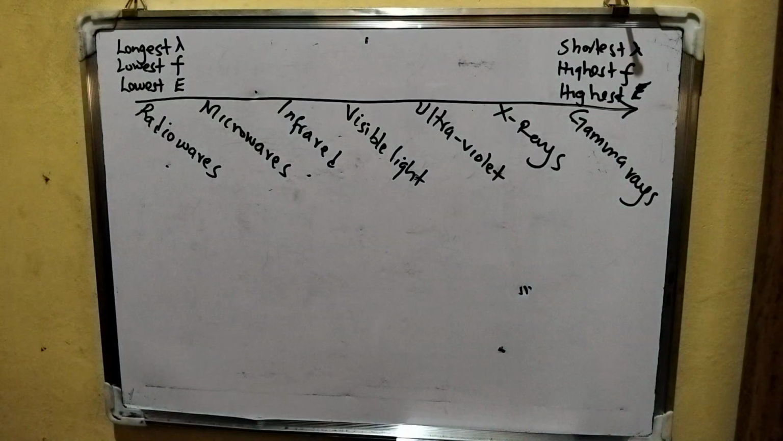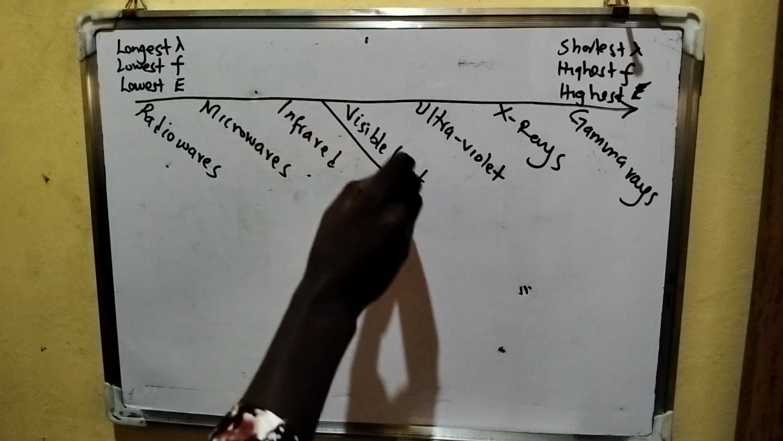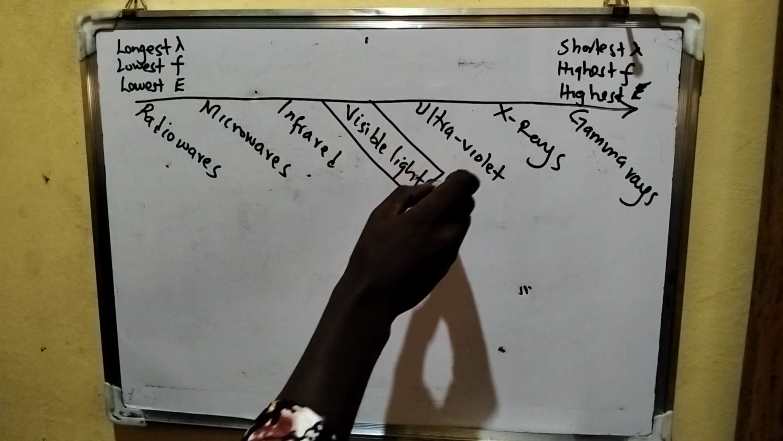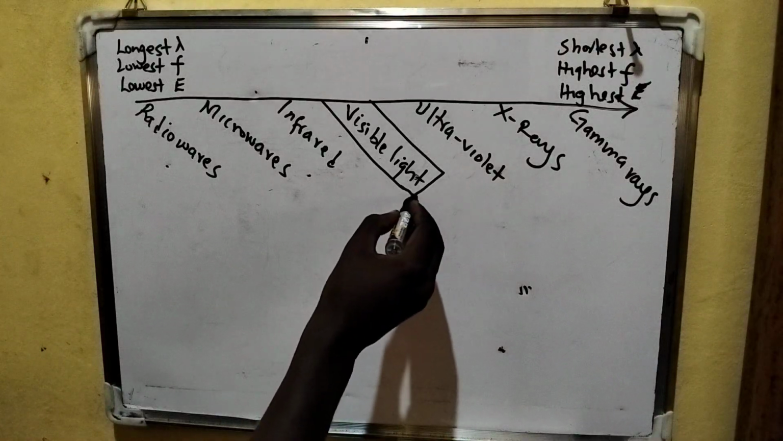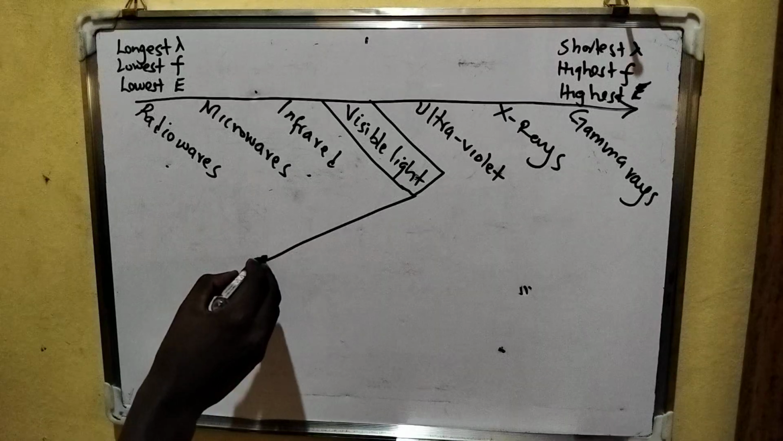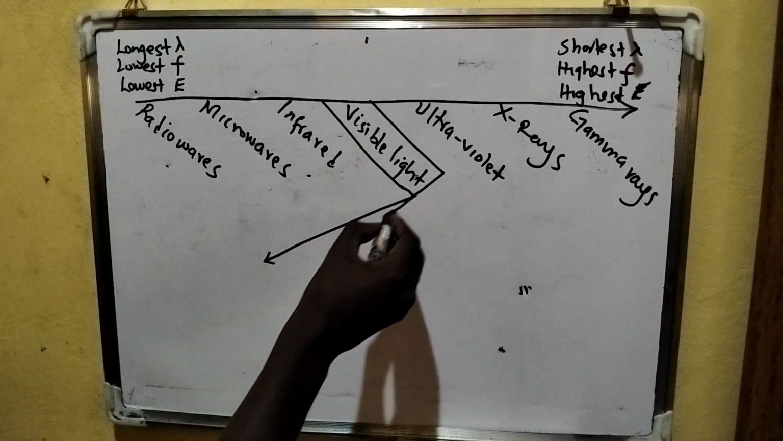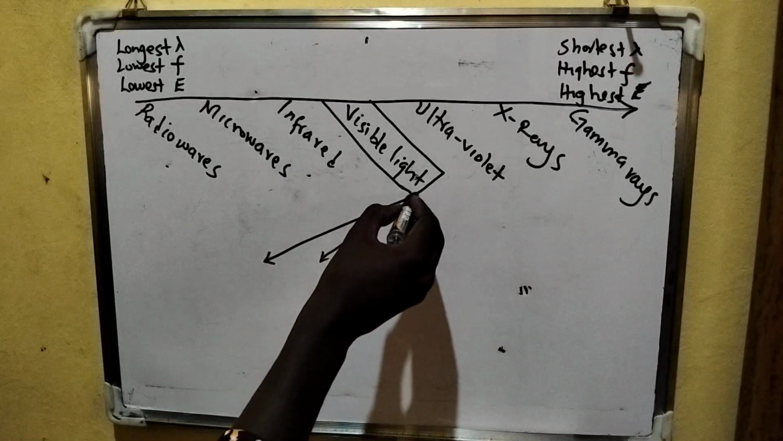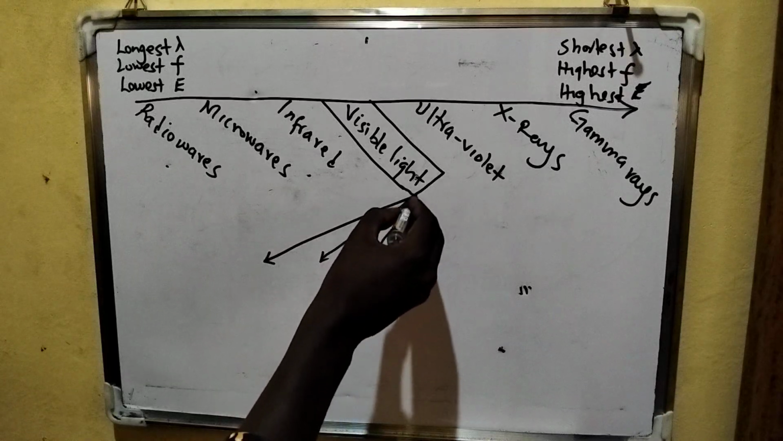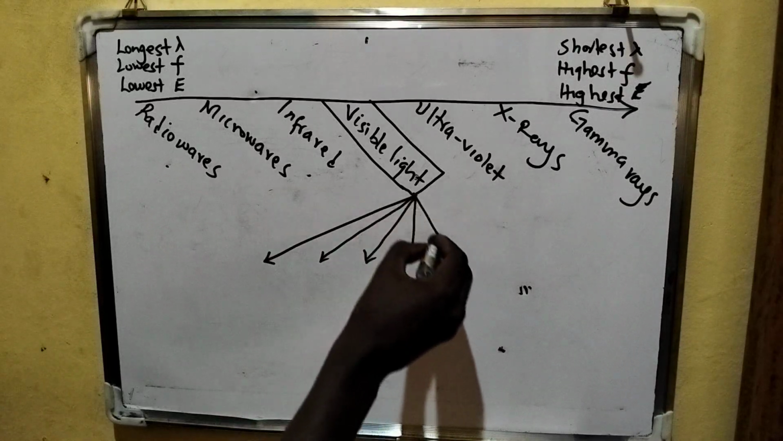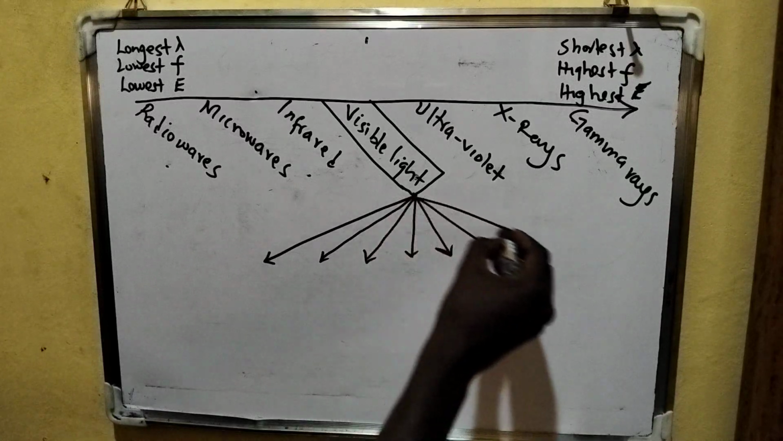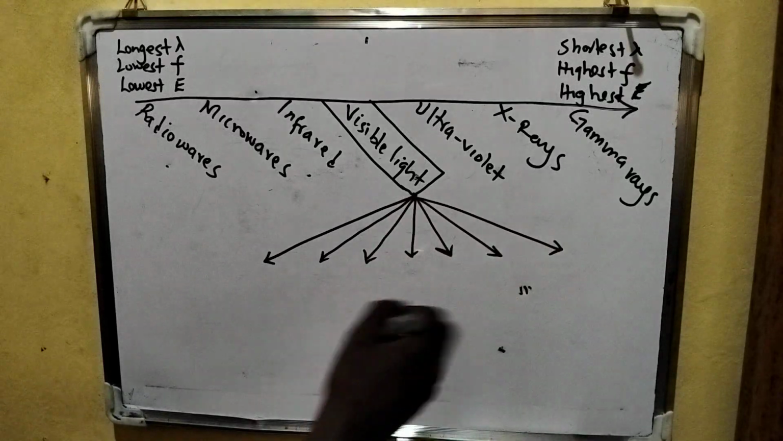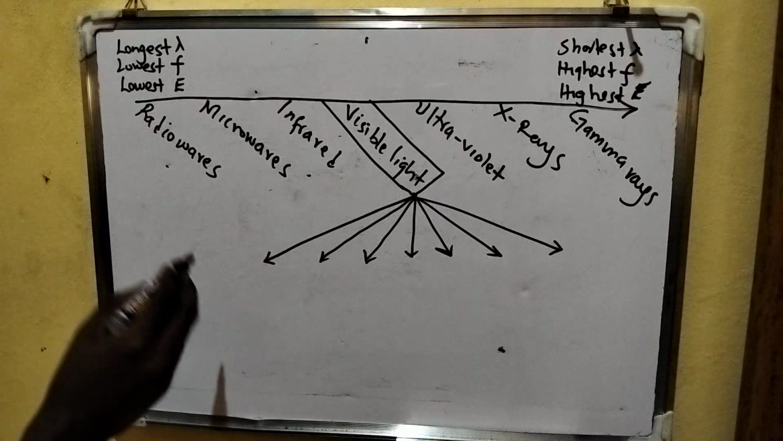With that understanding, I want us to concentrate on this visible light, the part of light that we detect using our eyes. This visible light is also split into 7 again. So we shall split it this way: 1, 2, 3, 4, 5, 6, 7. How do we again name the visible light?